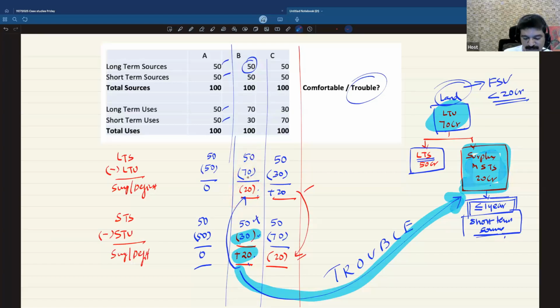If there is a deficit on the long-term front, then it is a trouble. Why? Because who funded this deficit? In the long term, you are not supposed to have a deficit. In the long term, good companies, professionally managed companies will have only surplus.